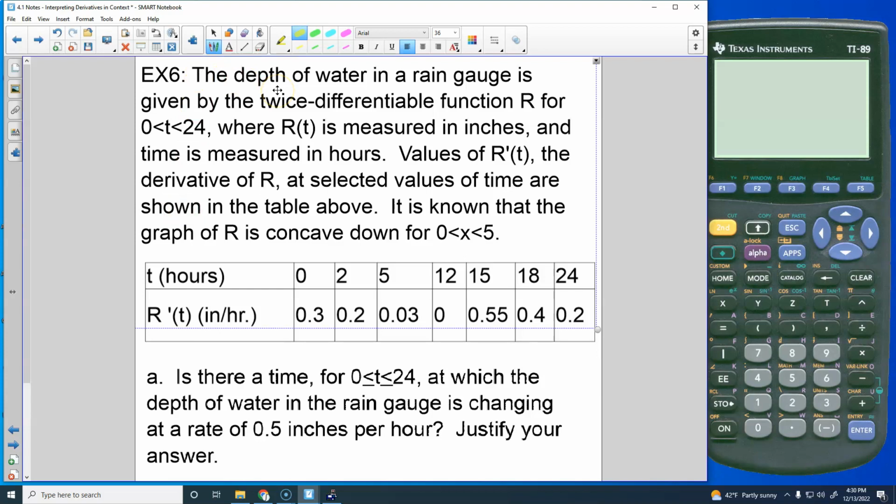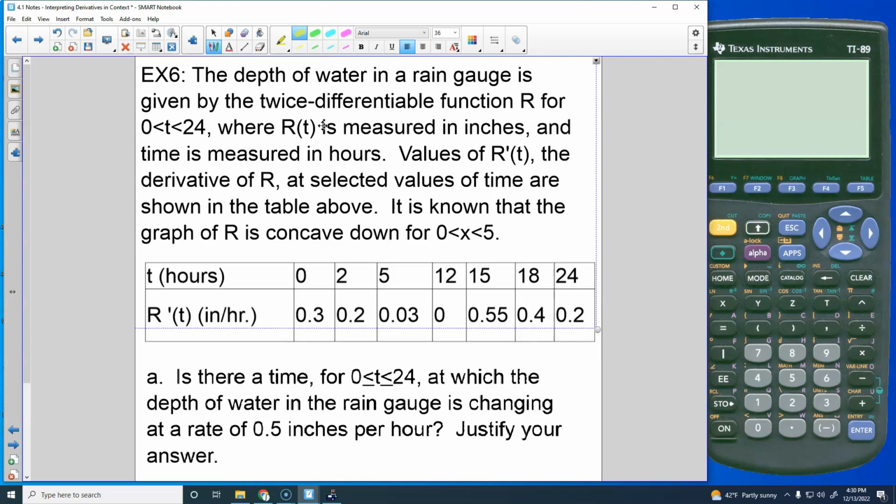All right, so the depth of water in a rain gauge is given by the twice differentiable function r for 0 < t < 24, where r is measured in inches and time is measured in hours. Values of r prime of t, the derivative of r at selected values of time, are shown in the table below. It is known that the graph of r is concave down from 0 to 5.